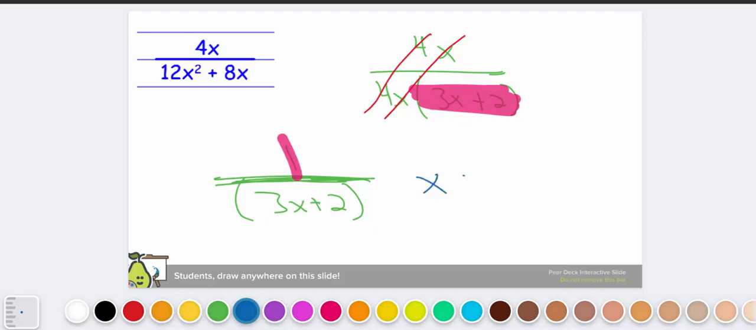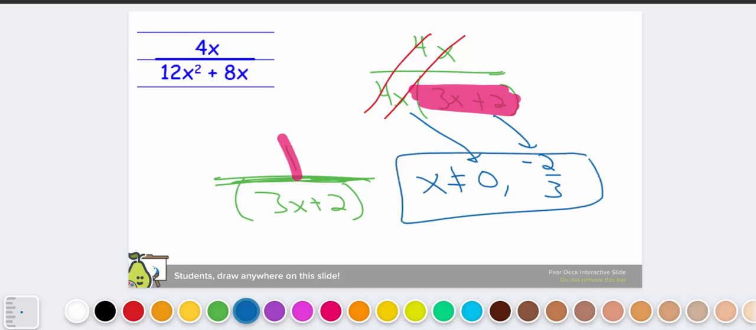Alright, domain restrictions, x you're not allowed to be 0. That's from the 4x. And negative 2/3. Domain restrictions. Alright, one more.